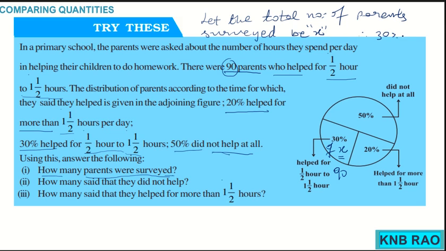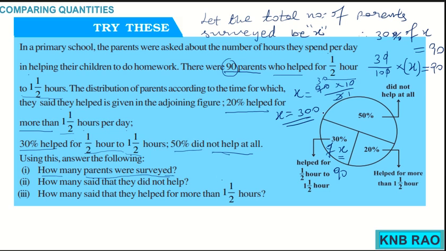So, 30% of x equal to 90, you know how to solve. 30 by 100 of operation is nothing but into x equal to 90. Now, 10 and 10 get cancelled, and this 3 by 10 goes to that side, x equal to 90 into 10 by 3, 3 tens are 30. So, there were 300 parents in total for the survey.